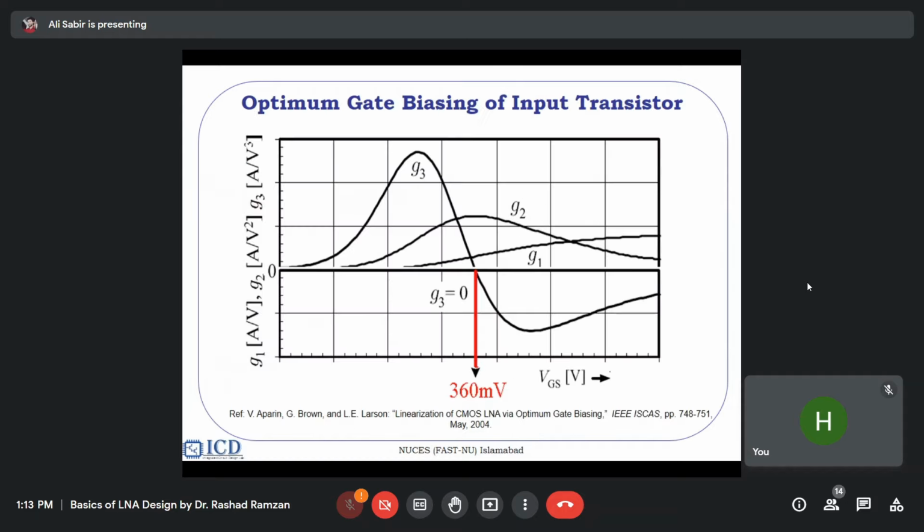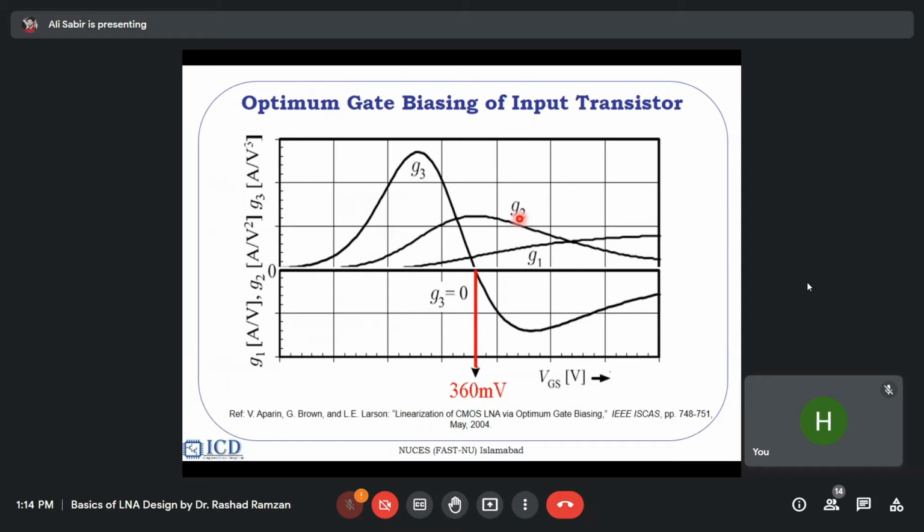Now, the last thing which we will discuss here is the biasing. Our linearity depends upon where we are biasing the transistor. You see here, this is G1, this is gm, and this increases with the VGS. If I take the derivative, it's G2. If I take the derivative again, it's G3. So the third order non-linearity is coming from the G3.